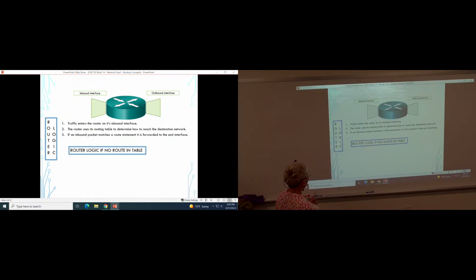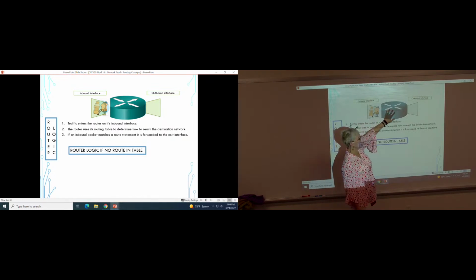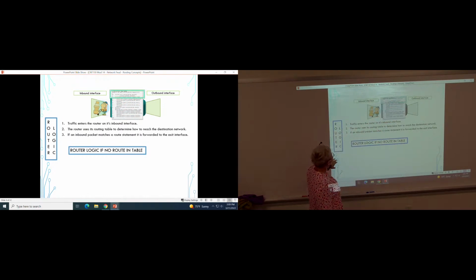So let's see. What happens if there's no route in the route table? So our packet is at the inbound interface. It looks at the what? It looks at the route table, okay? So now, what happens if it doesn't see anything in the route table? It doesn't see the destination. What does it look for next? It looks for a default route, right? It's like, well, I don't know how to get there exactly, but is there a default route? Now, what's the purpose of the default route? It is the last resort, so what's the purpose of the last resort?